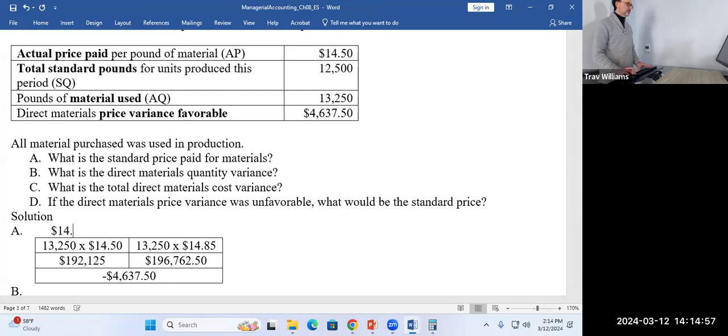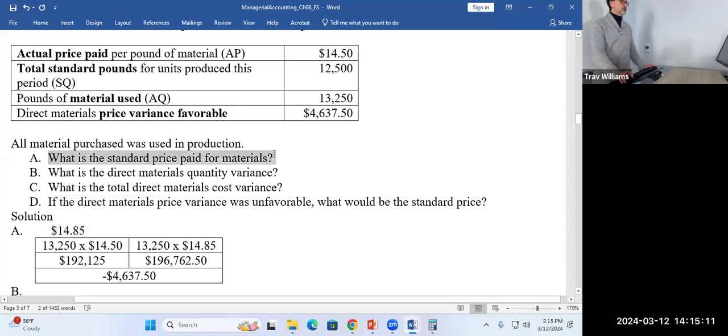The way I recommend you do this is when you use one of these tables like this and you calculate your answer, put the answer up above it too for reference, right? Because what is the standard price for materials? Now you know the answer was $14.85. Because we weren't looking for this, we already knew that, right? In this case, what we were looking for was this one. Okay, any questions here on part A? All right, let's go on to part B.